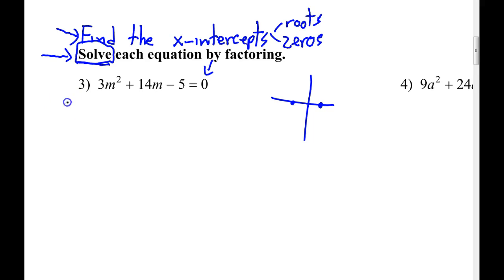So factoring. So this is what you did on April 12th on your test. Took a test on that. So what multiplies to -15m squared and adds to 14m?